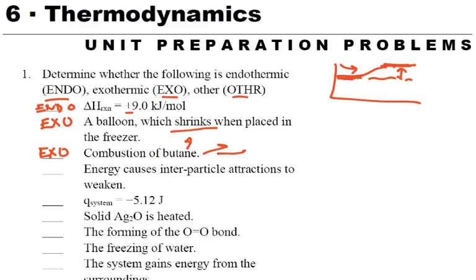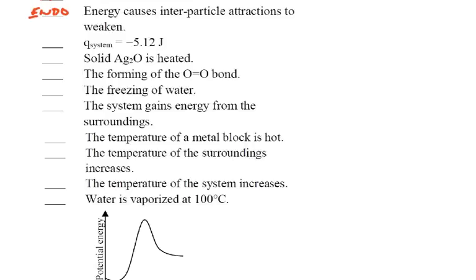Energy causes interparticle attractions to weaken. Well, if we're putting energy into the substance, and that's making the particles jiggle around and weakening the attraction, so it must be absorbing some energy, so that's endo. And then the other way, if those particles in between were getting stronger, it's because they're losing some energy, releasing energy. Okay, here's a Q. Q is heat energy, and it's negative, and negative means it's losing energy, so that is exo.